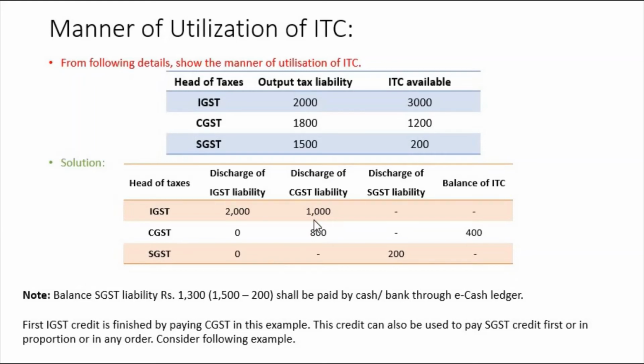In this example what I have done is IGST credit was used, that this extra 1000 was used for payment of CGST first. You can also use it for SGST liability, but since I have seen here 1800 was more and 1500 is less, and therefore I have used all that 1000 in the payment of 1800. Right, this is what I have done in this example.